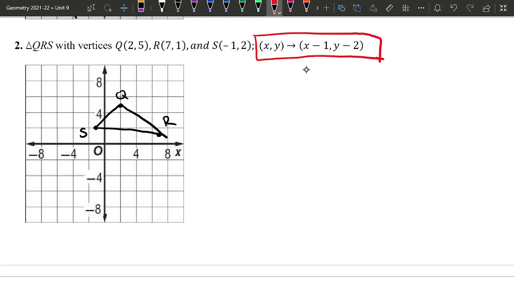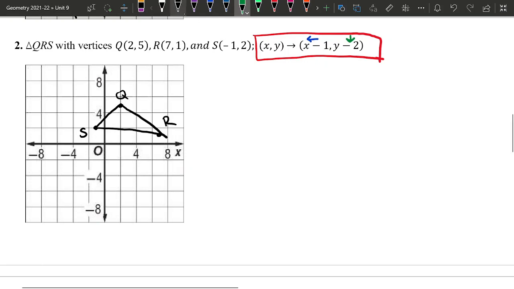And I know x minus 1. So if I'm going to take the x value and move it 1 in the negative direction, then it's going to go to the left. And for the y's, if it's -2, that means I'm going to shift all of the points down 2 units.